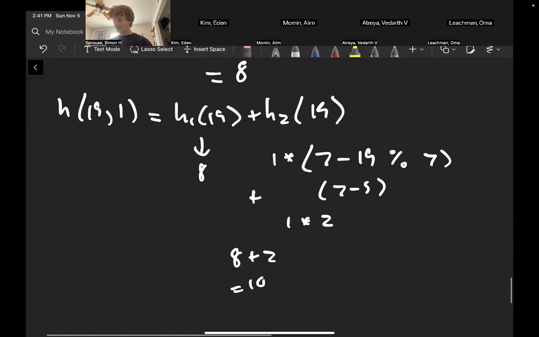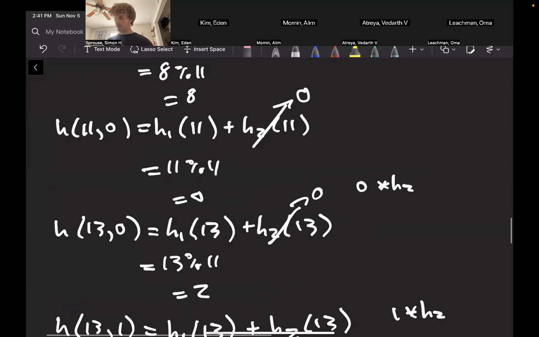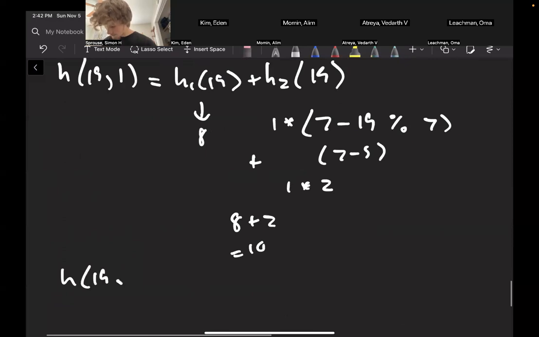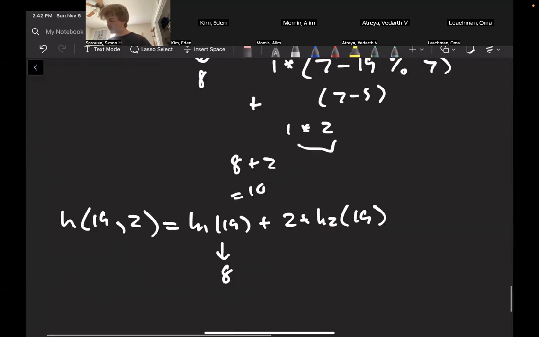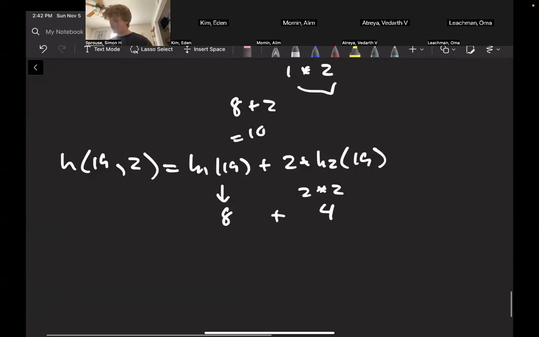Okay, so now we're going to try to put 19 at index 10. You can see there's already something there. So now we're going to have to repeat the process one more time. So h of 19, and now we found 2 collisions. It's going to be h1 of 19 again, and we already know this is 8. This one doesn't change. Plus 2 times h2 of 19. And we know that h2 of 19 is 2, because we evaluated it in the previous step. So this is going to be 2 times 2, which is 4. So we got 8 plus 4, and that's going to be 12.